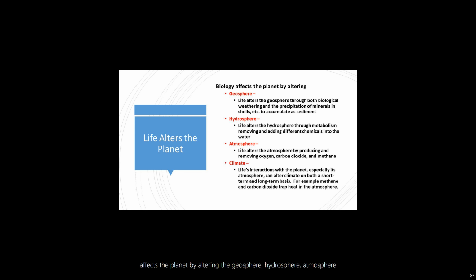Biology affects the planet by altering the geosphere, hydrosphere, atmosphere, and climate. Life alters the geosphere through both biological weathering and the precipitation of minerals in shells to accumulate as sediment. Life alters the hydrosphere through metabolism by removing and adding different chemicals into the water.